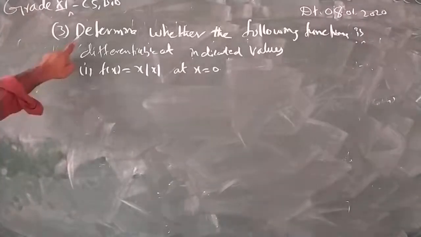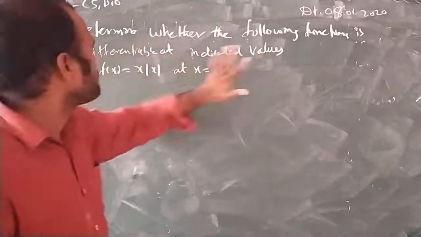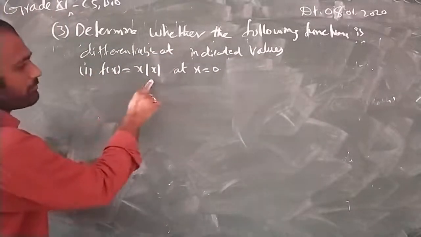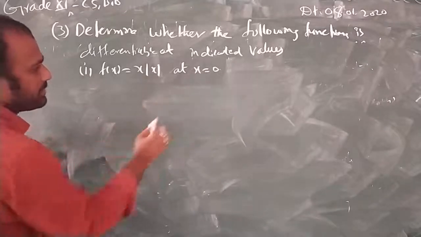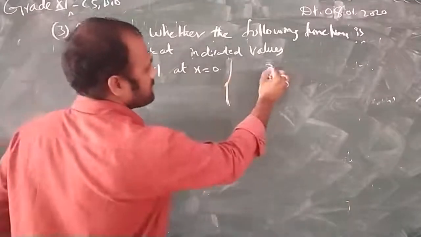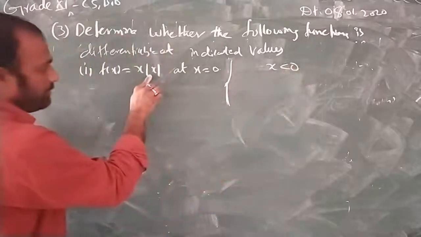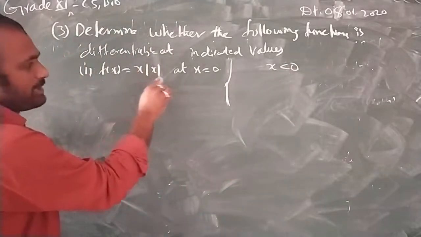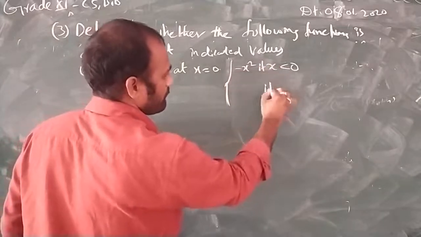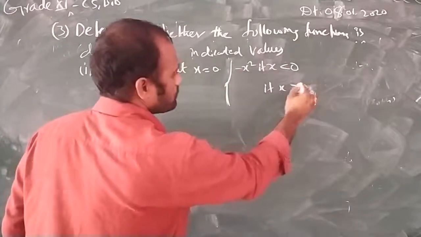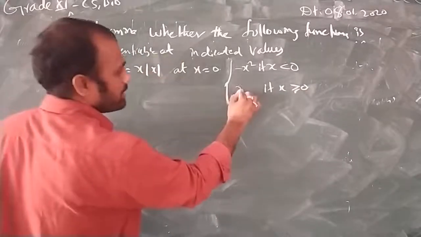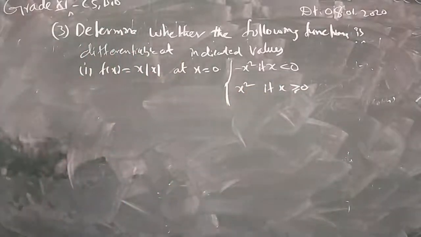Let us see the third question. Determine whether the following function is differentiable at the indicated value. Here the function is x modulus x at x equals 0. This can be changed to: if x is less than 0, modulus x will be negative, so x into minus x will be minus x square. If x is greater than or equal to 0, x modulus x will be normal x, so x into x will be x square.